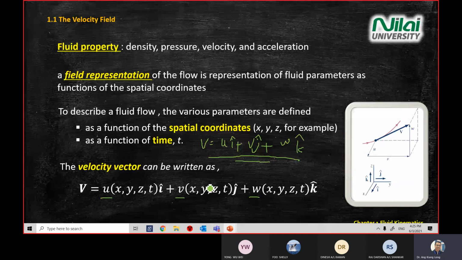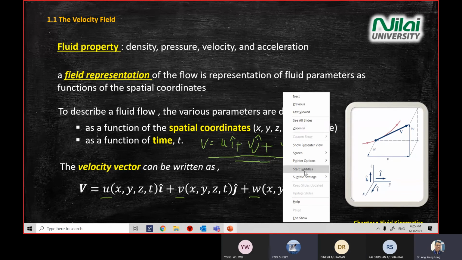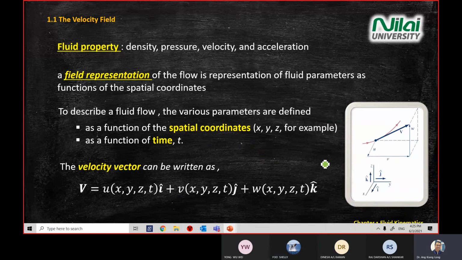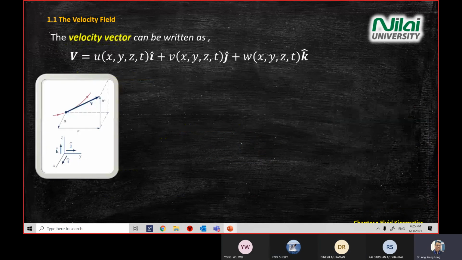Any questions so far? Any question you do not agree with, or that seems confusing to you? So far, no, sir. Good. Okay. All right. So if you have any question, just stop me and ask. Okay. So again, recall the velocity vector in three dimensions, u, v, and w, with the i hat, j hat, k hat components.